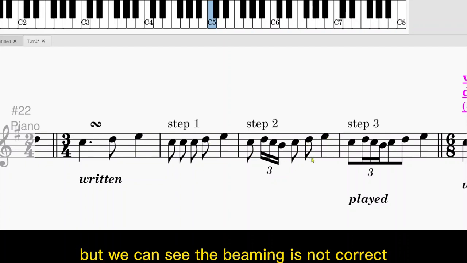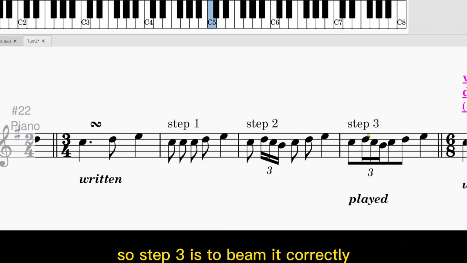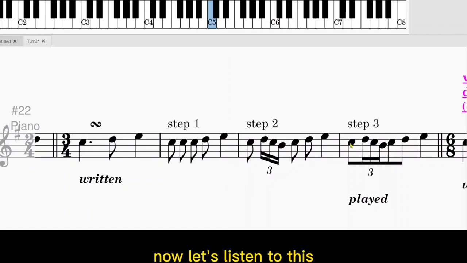But we can see the beaming is not correct. So step 3 is to beam it correctly, like this. 1 and 2 and. Now let's listen to this.